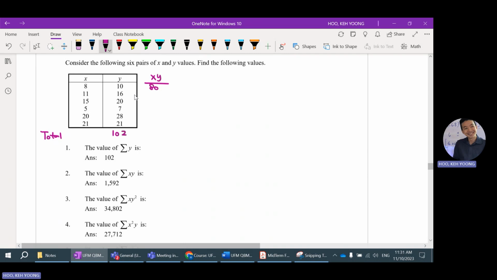Then 11 times 16. You guys solve it. So you can calculate it yourself, right? Then until the last one, 21 times 21. Then you should have the total 1592.